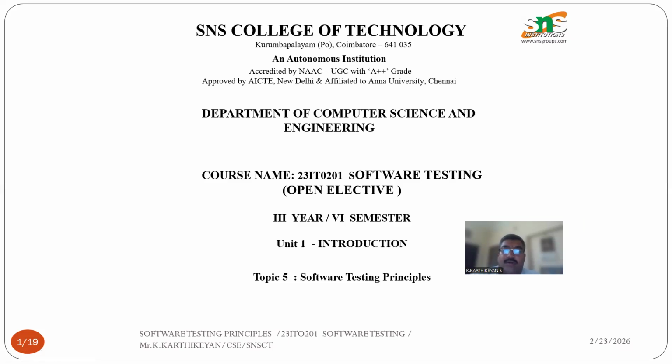Course name 23 ITO 021 Software Testing, Open Elective, third year and sixth semester. Unit number 1, Introduction, topic number 5, Software Testing Principles.